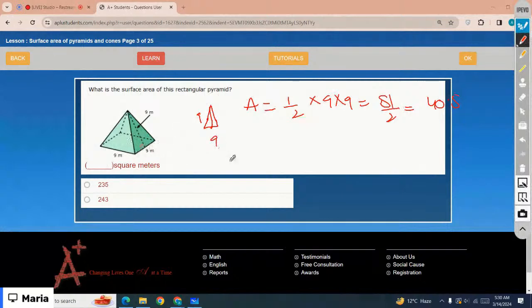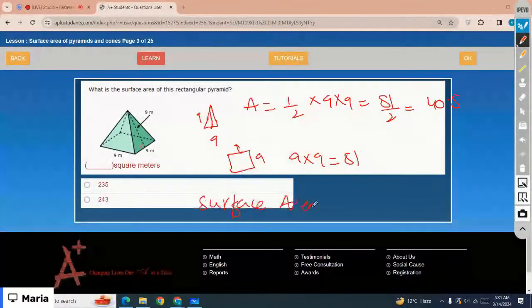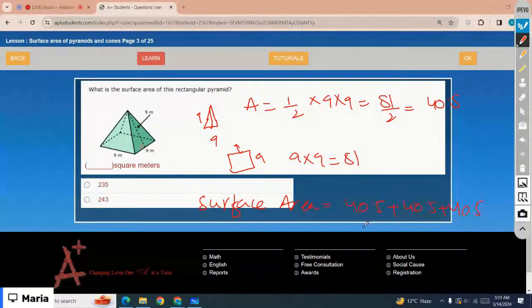Got it? Now the area of the base, which is a square: 9 times 9 is 81. You have to add all the areas for the surface area. You have four triangular areas, right? So you have to add 40.5 four times, 40.5 plus 40.5 plus 40.5 plus 40.5, and then you have to add 81, right? When you add them all, the correct option is 243, right?